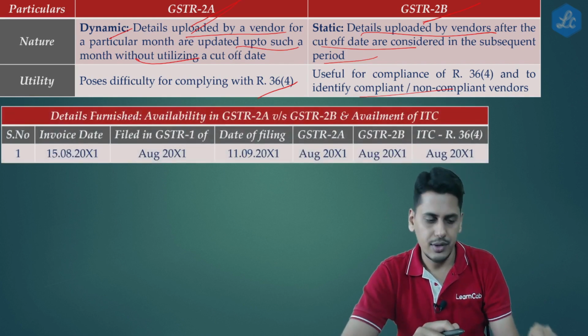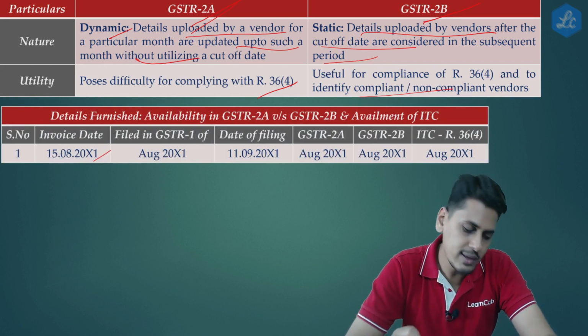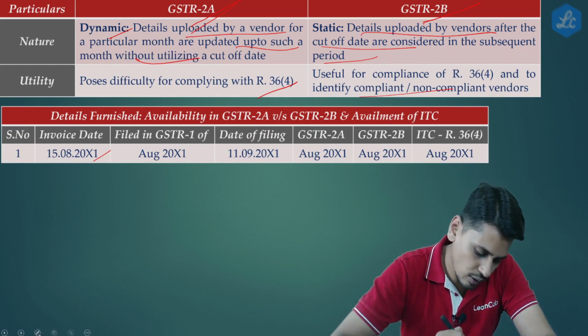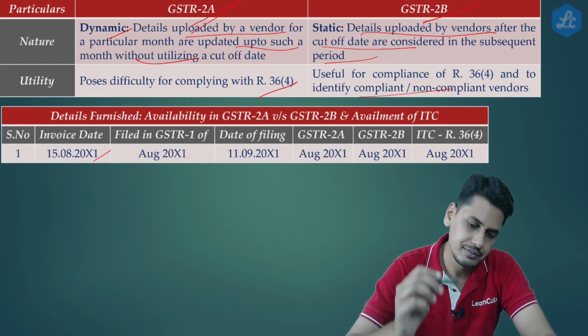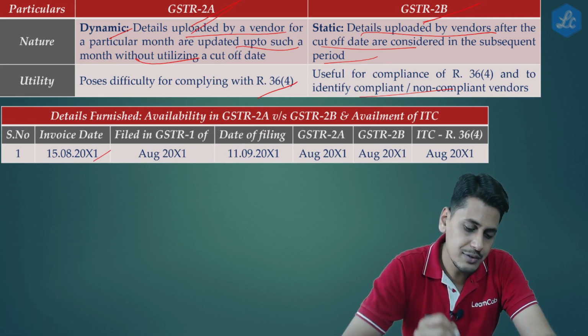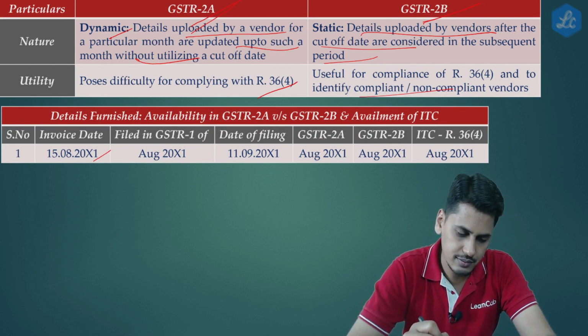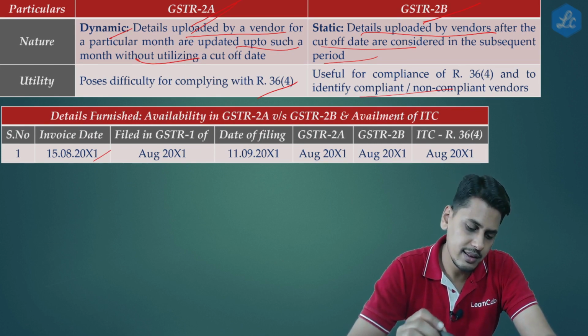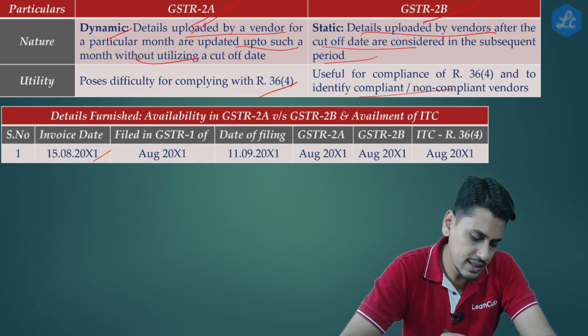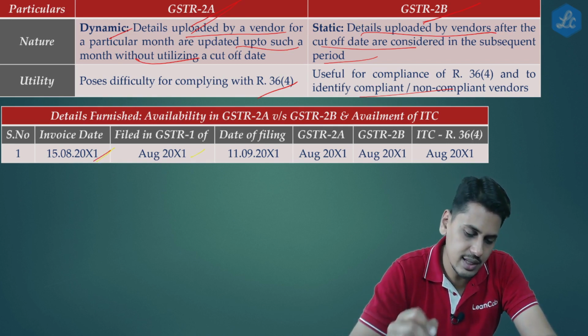Let's take a few examples, friends. The date of invoice is 15th of August. Invoice dated 15th of August. It is filed in GSTR 1 of August. I'll repeat the question. Invoice dated 15th of August, filed in GSTR 1 of August. The date of filing is 11th of September.